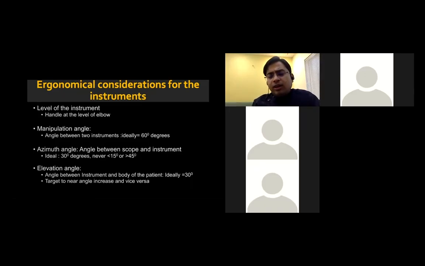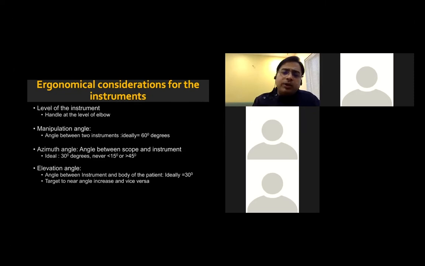Remember all the critical things that you have been doing in life, like painting, eating with a knife and fork, for that matter, suturing in an open surgery. The angle that the instruments in both your hands form is the manipulation angle, which is actually 60 degrees. Coming to the azimuth angle, it is the angle that an instrument forms with the laparoscope. This angle should be around 30 degrees, never less than 15 and never more than 45.